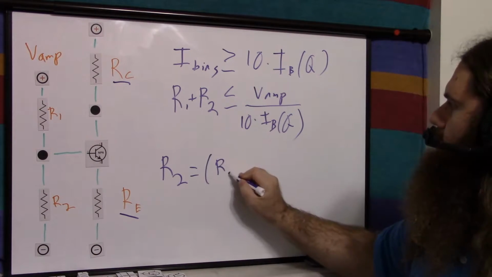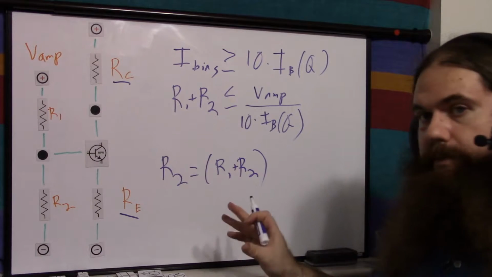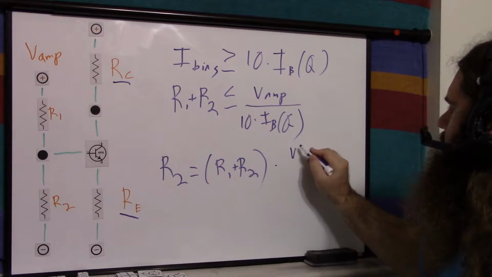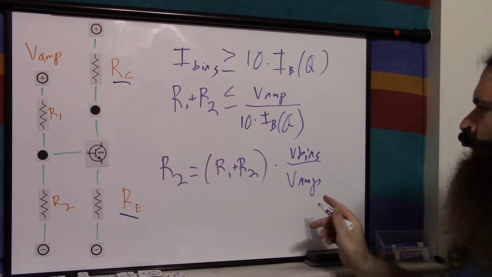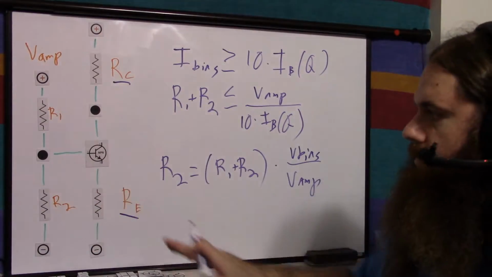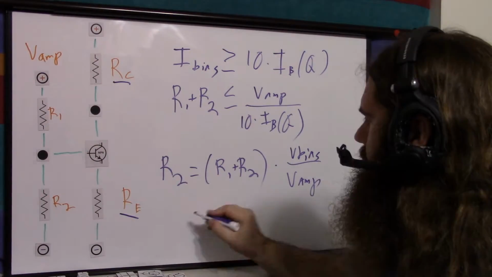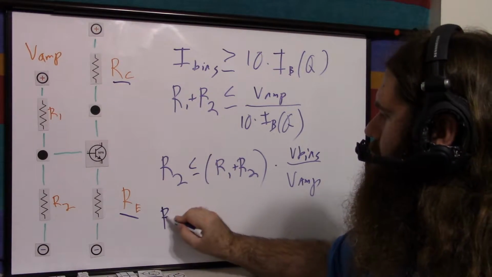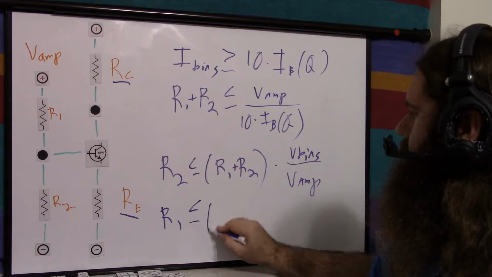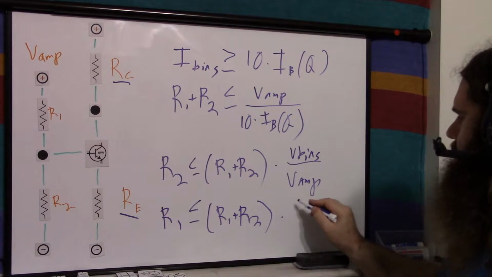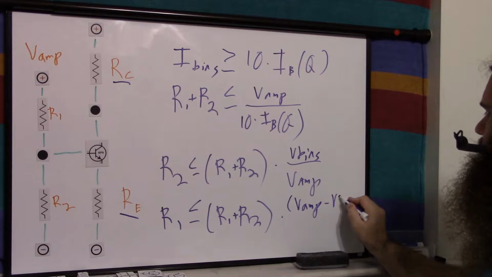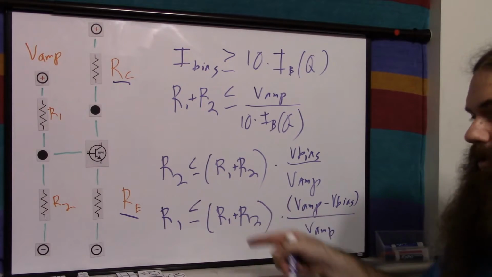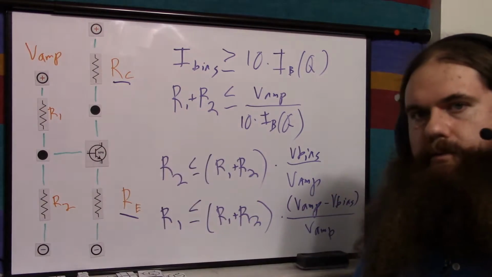R2 equals R1 plus R2, the total resistance, times the percentage. The percentage of the resistance is the percentage of the voltage, so times V bias over V amp. The percentage of the bias, because this is V bias, of the total V amp, times the total resistance. And R1, I should say less than or equal to, so you can pick a smaller one. R1 is less than or equal to R1 plus R2 times V amp minus V bias over V amp. This is what's left over after V bias, and it's just the other percentage. That gives you your R1 and your R2.